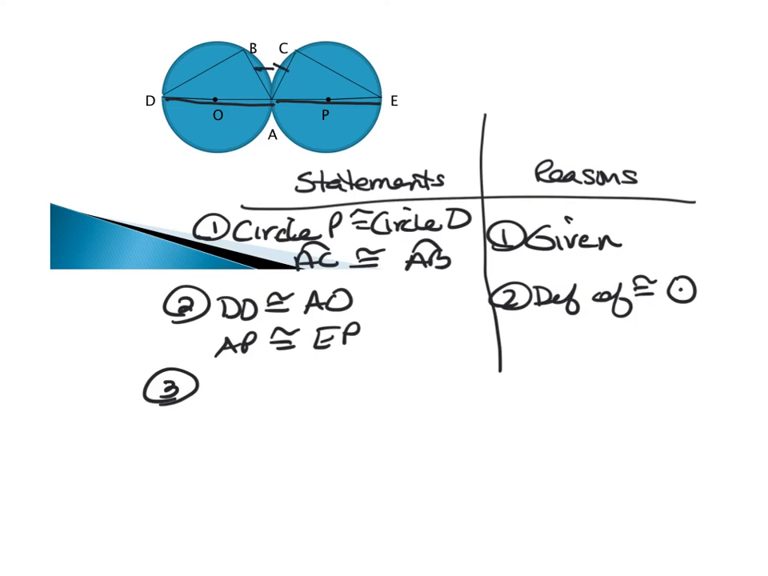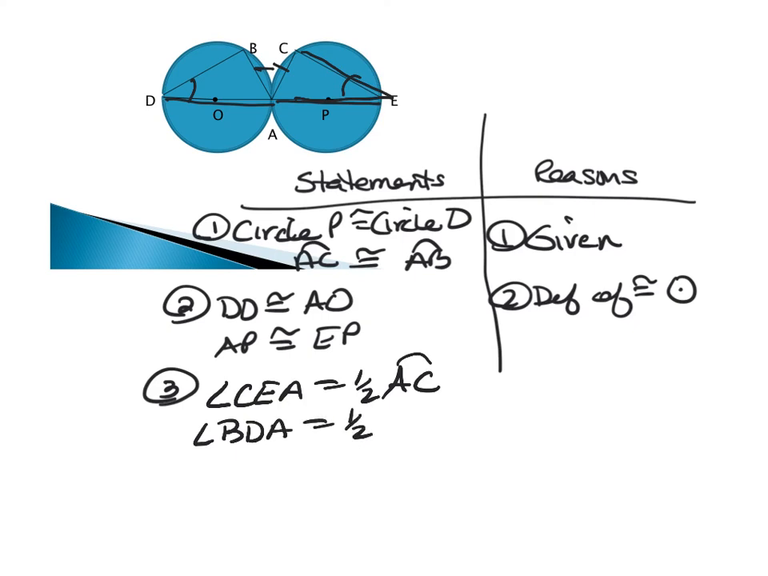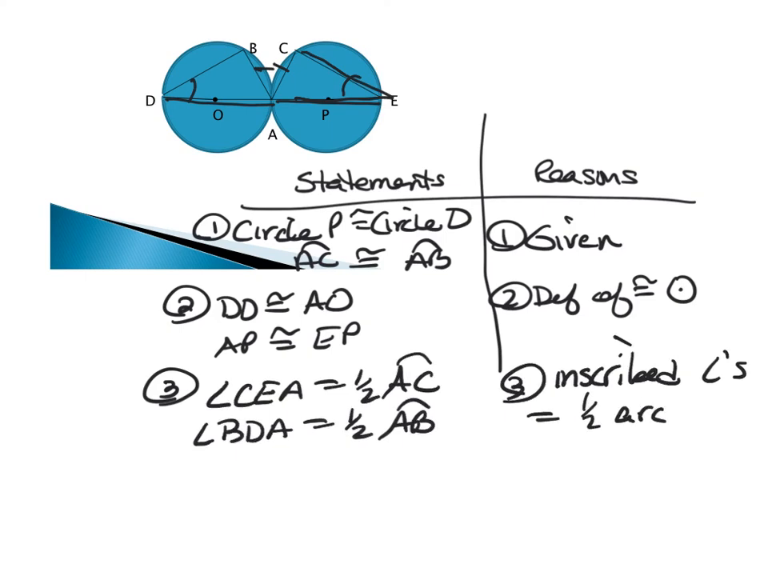So I'm going to bring in that angles CEA and BDA are going to be congruent, but I'm going to first show what they're made up of. So angle CEA is equal to half the measure of arc AC. And angle BDA is equal to half arc AB. And this is because inscribed angles equal half the arc measure. That's your second theorem that we saw. That was the first theorem, 10.7.